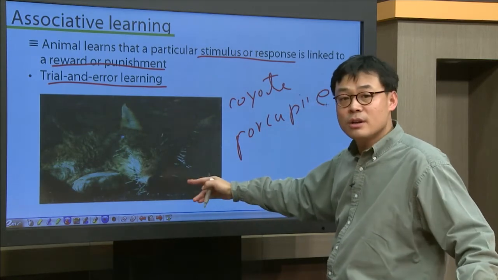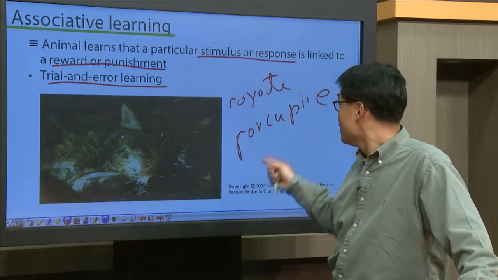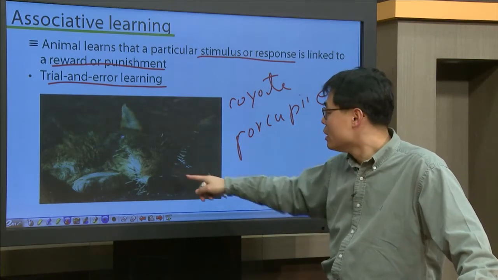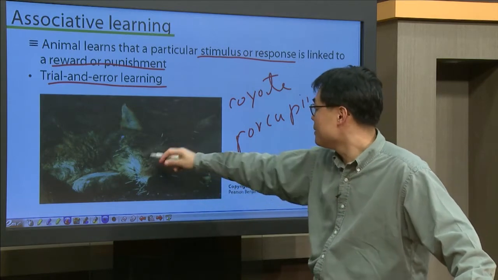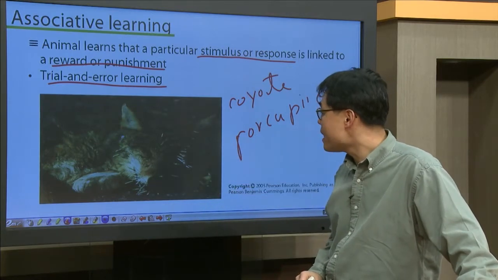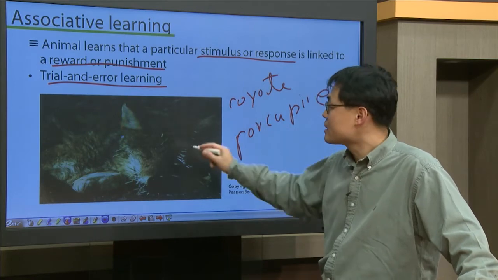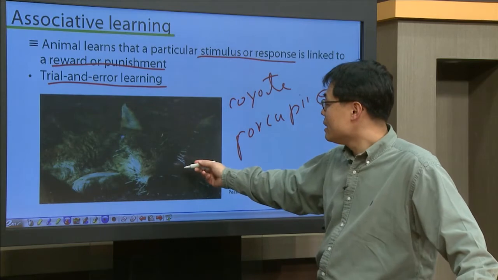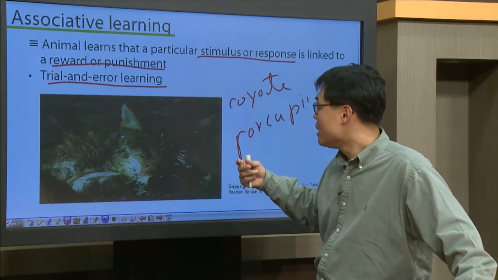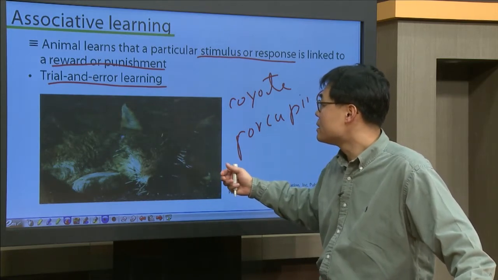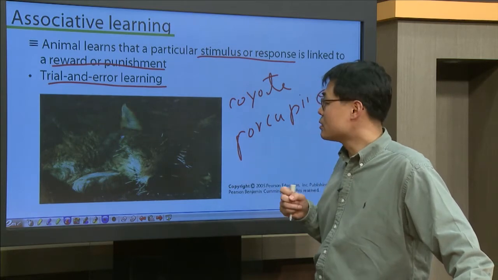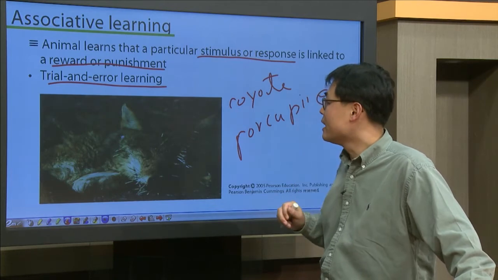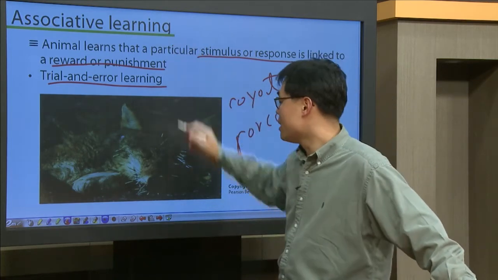Probably this coyote was very interested in this porcupine, and tried to attack it nose first, and then he got punished with its spines. So probably the next time, this coyote will not attack the porcupine head on. He now associates the porcupine with a really painful experience, so he's not going to attack the porcupine again next time. That's associative learning.